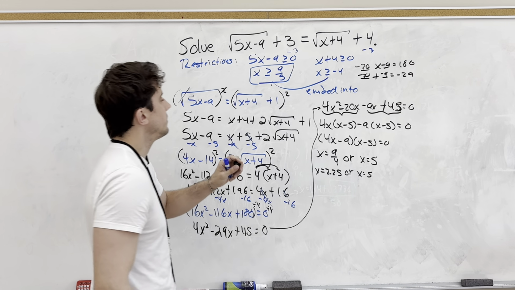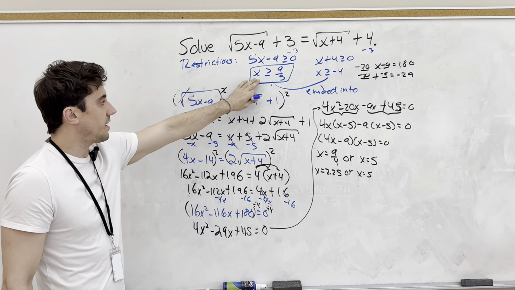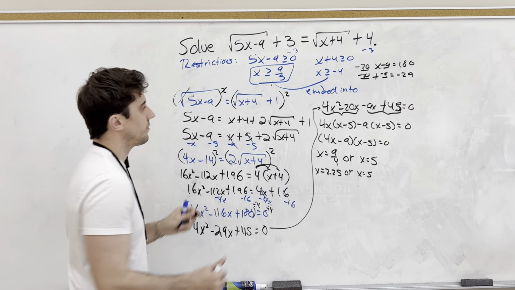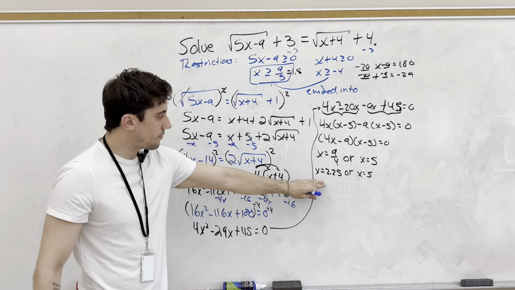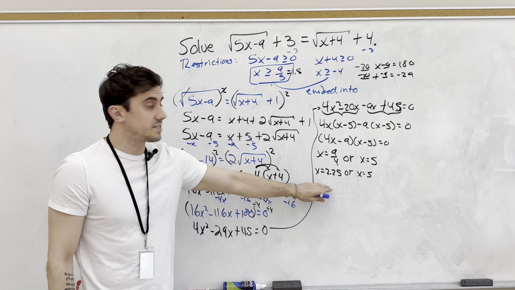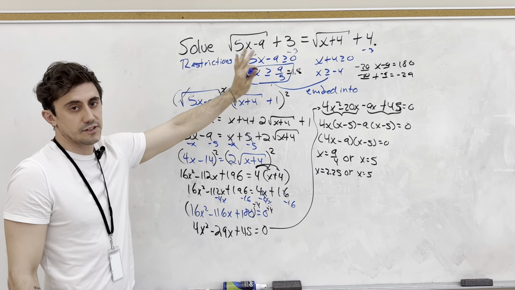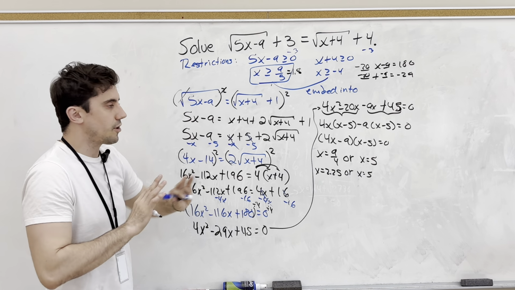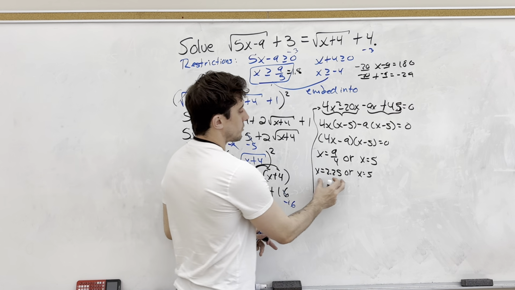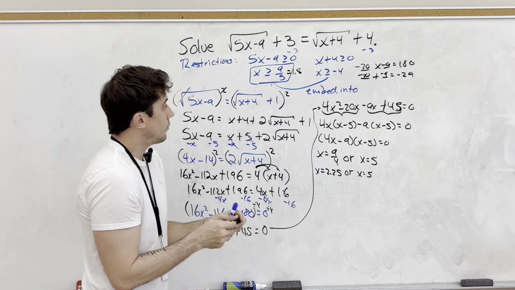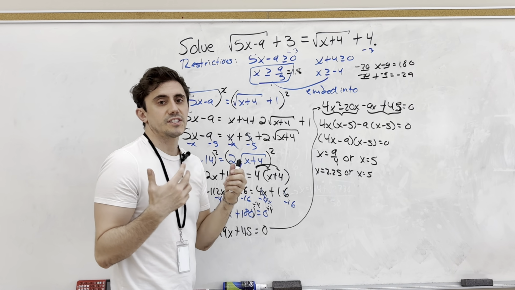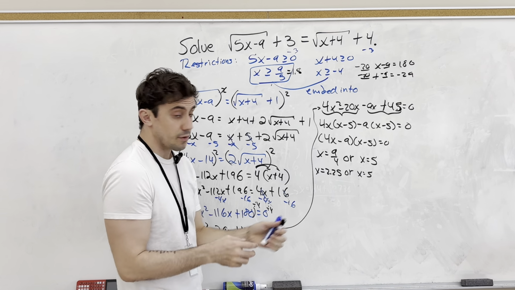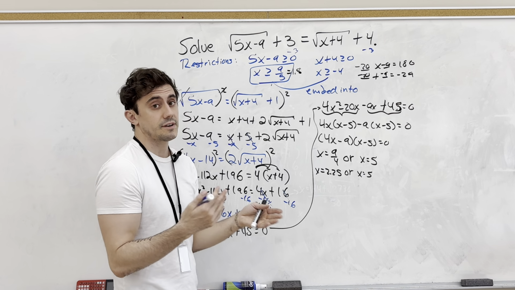And I'll remind you that our restrictions were that x had to be greater than or equal to 9 over 5, which is 1.8. And so both of those possible solutions at least adhere to our restrictions. Our restrictions are not violated. And so we have to consider both of these. Now, when we are working with radical equations, we run the risk of running into extraneous solutions. And so we have to check both to see if they're real solutions or if they're extraneous.